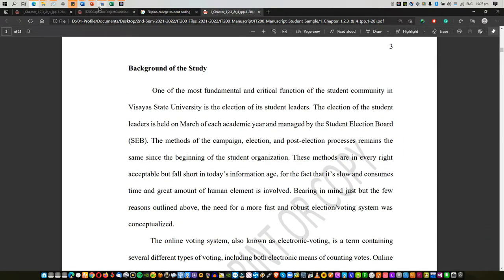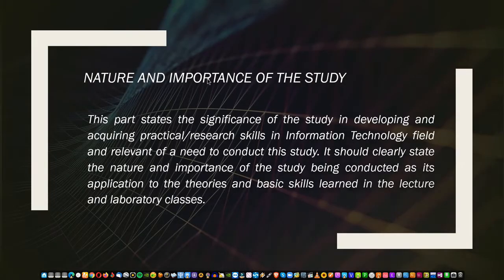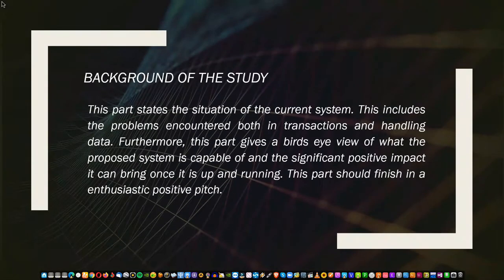Then we have background of the study. So this part states the situation of the current system. This includes the problems encountered both in transaction and handling data. Furthermore, this part gives a bird's eye view of what the proposed system is capable of and the significant positive impacts it can bring once it is up and running. So this part should finish in an enthusiastic, positive pitch.